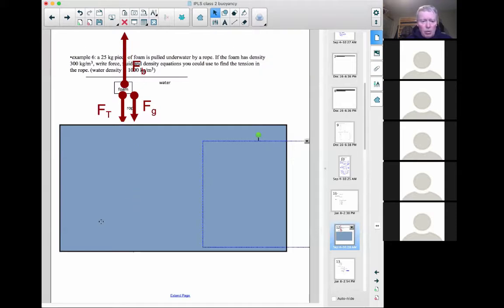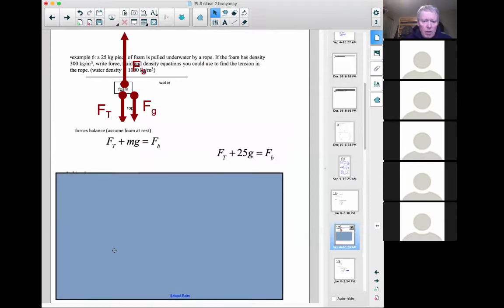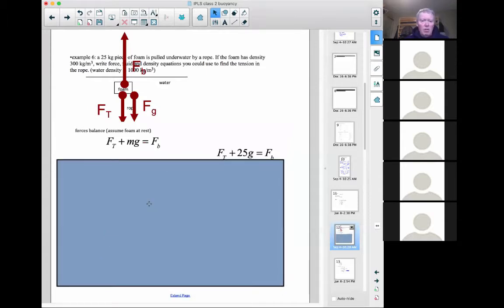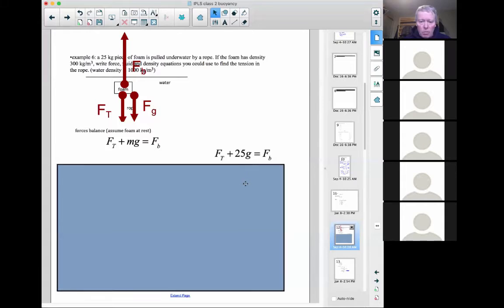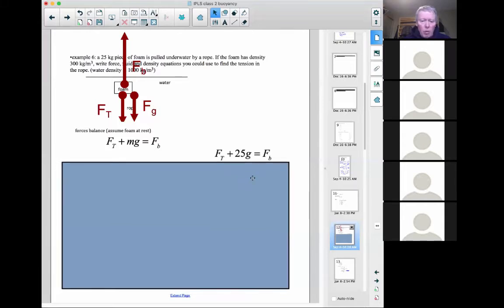So I suppose you could proceed then directly to the first equation. So balanced forces just tells you that tension plus the weight must equal buoyant force. And I suppose if you wanted to substitute in, you could put in the mass, because we know the mass is 25 kilograms. So tension plus 25G equals buoyant force. Okay, so there's your force equation. I'll give you another minute or two to write a fluid equation and a density equation.